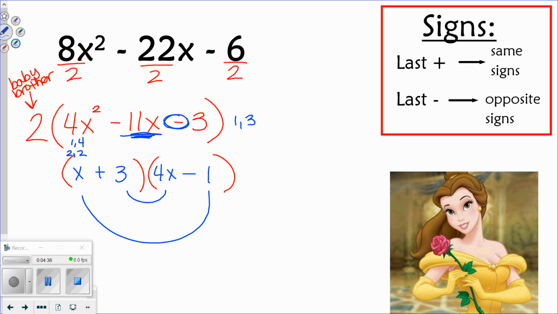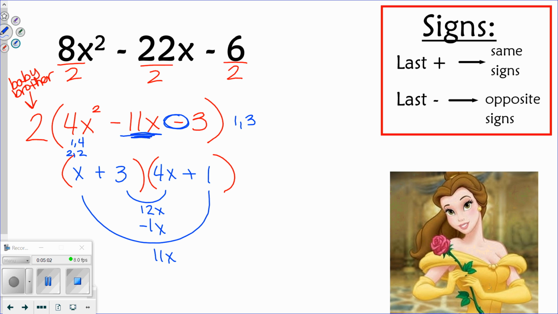So if I check the inside, that gives me a positive 12x. Outside, x times negative 1 is negative 1x, and that gives me 11x. Did it work? No, what's wrong with it? I got the 11. It needs to be a negative 11x. I got positive. So what's the trick to fix that?